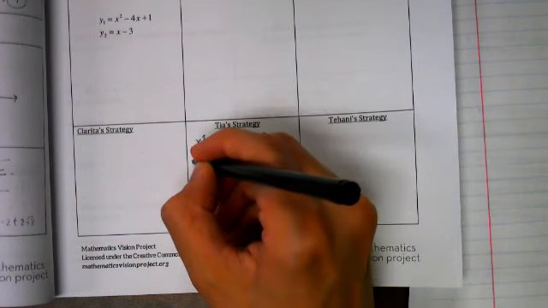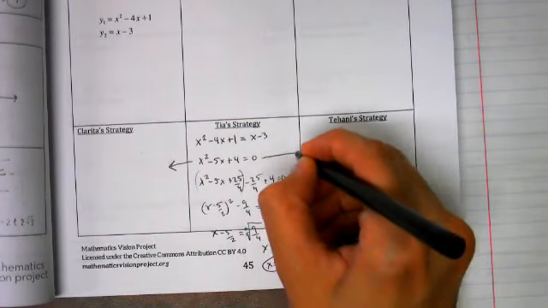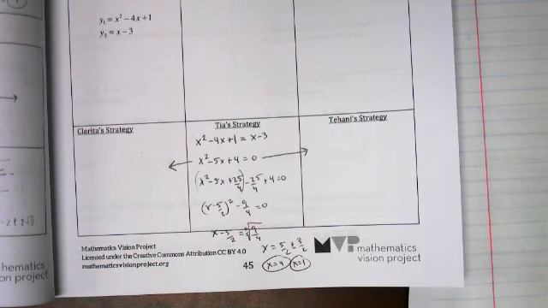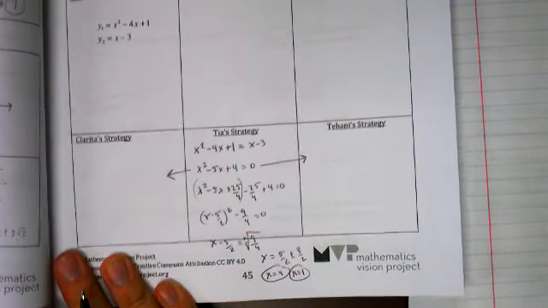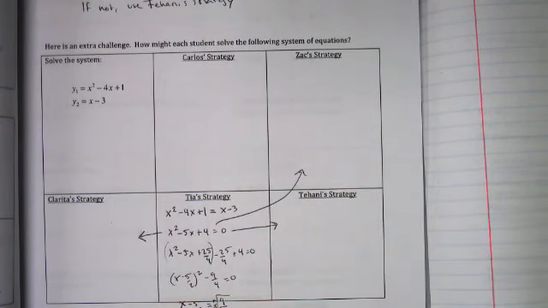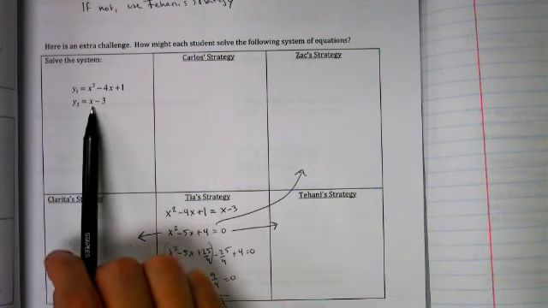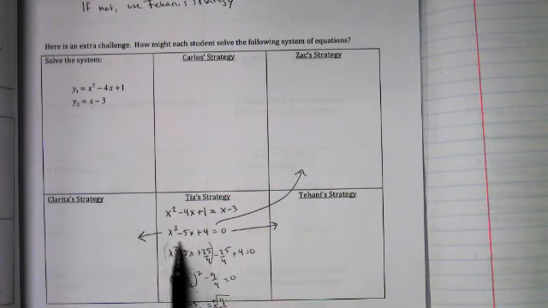Like I said, Clarita would probably stop here and she would factor it. Tehani would probably stop here and plug it into the quadratic formula. Carlos would probably graph this. Zach would probably graph this. And Carlos could either plug in different x's until they matched, or he could do this and then plug in different x's until it equals 0.